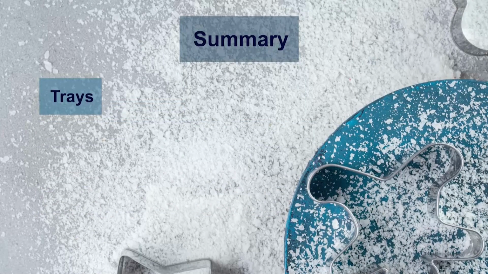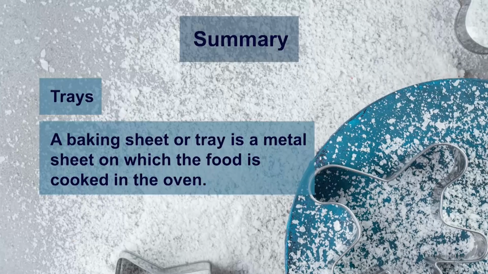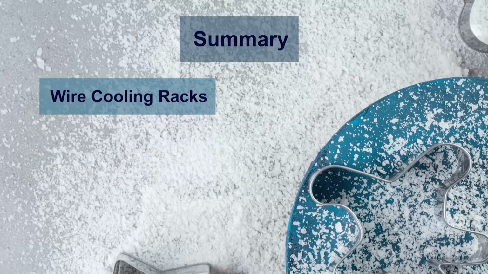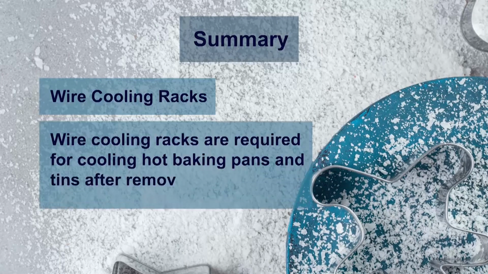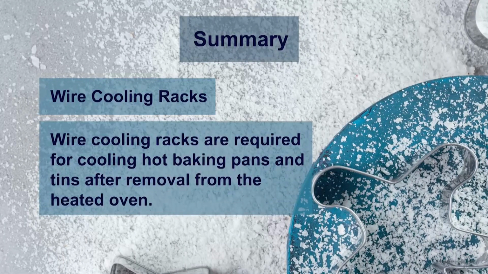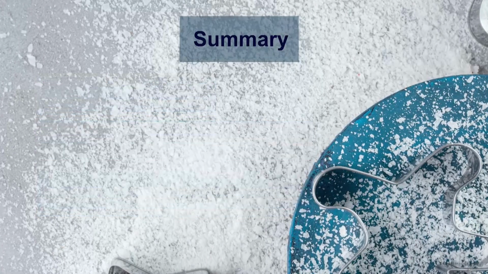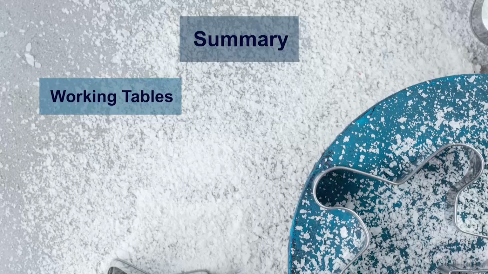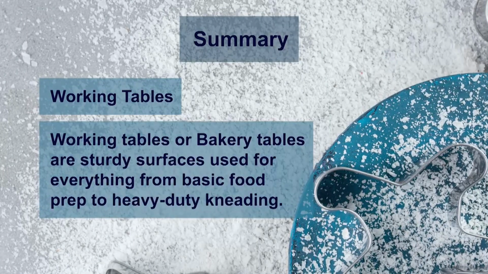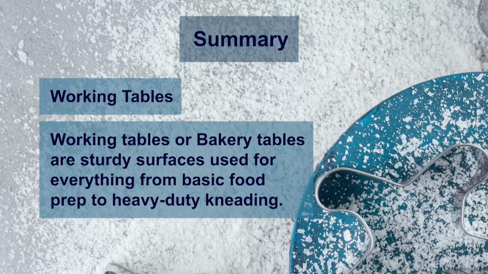Trays. A baking sheet or tray is a metal sheet on which the food is cooked in the oven. Wire cooling racks. Wire cooling racks are required for cooling hot baking pans and tins after removal from the heated oven. Working tables. Working tables or bakery tables are sturdy surfaces used for everything from basic food preparation to heavy duty kneading.